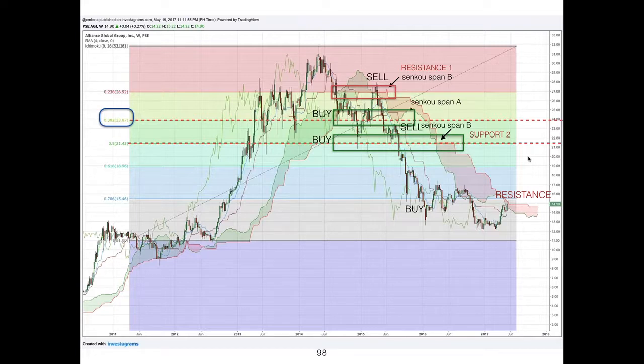So this would be a sell at the top of this, the 23.87 level, which is the 38.2% level. And that is also Senkou span A.